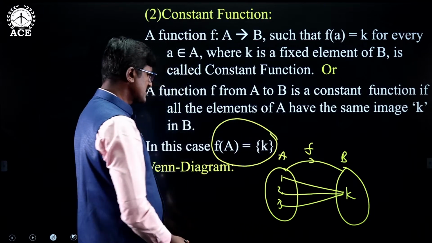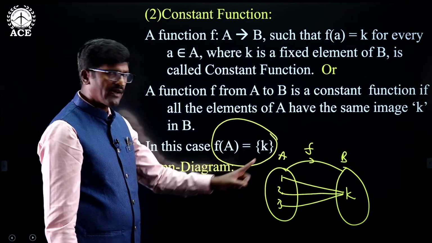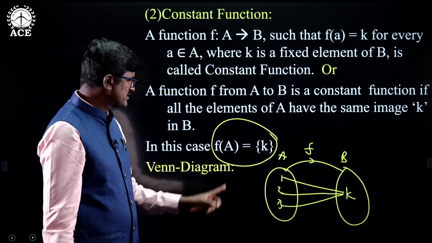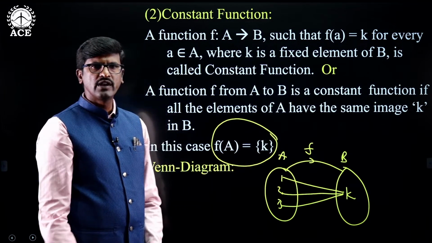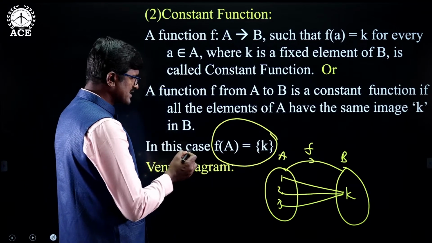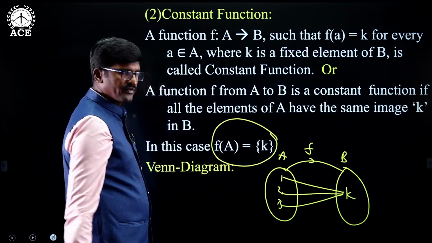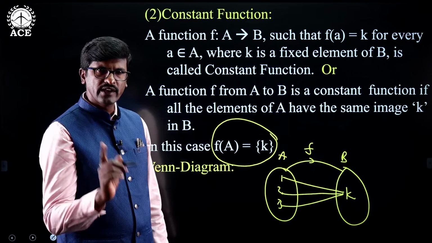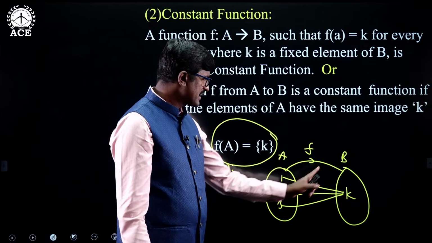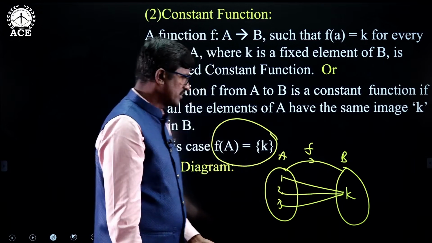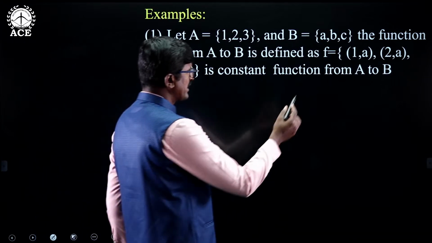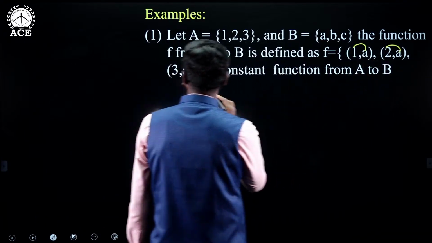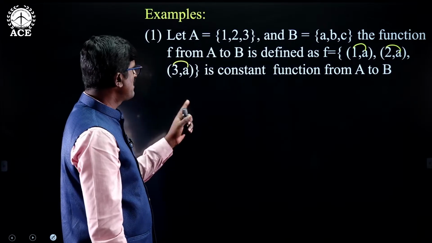So if any function is constant function, then the image will be having only one element. The range f of A is the range, right? So the range set will be consisting of only one element. So if a function is constant function, then the range set will be consisting of only one element, because every element in set A will be mapping with that element only. This is about the constant function. Then these are the examples. If you look at this example, 1 is mapped to A, 2 is mapped to A, 3 is also mapped to A. That means for every element in set A, there is only one image, that is A.